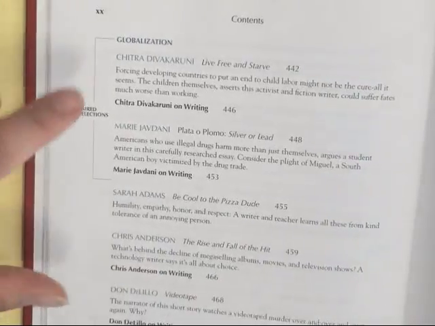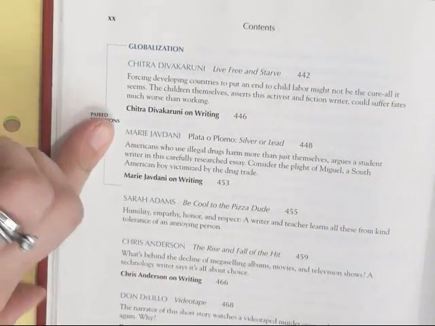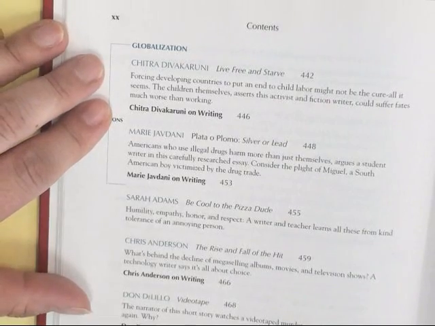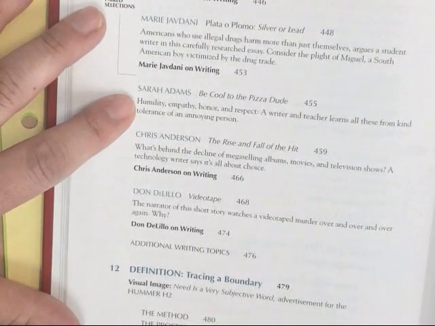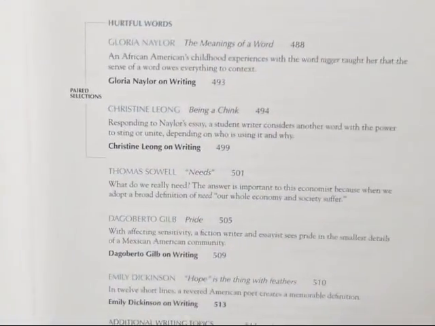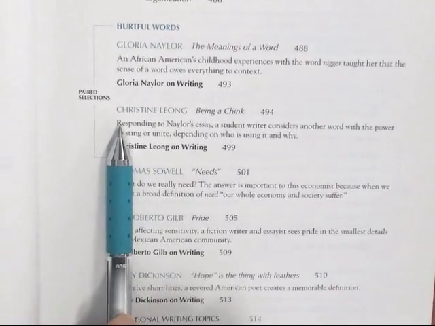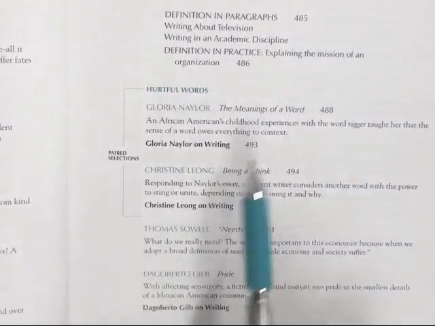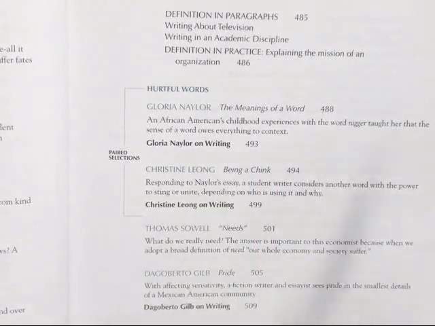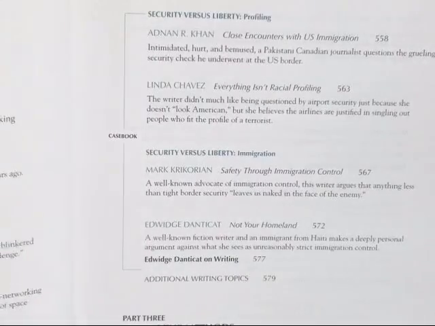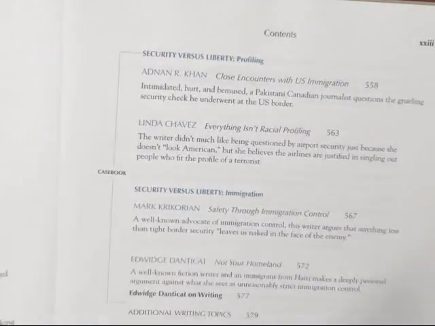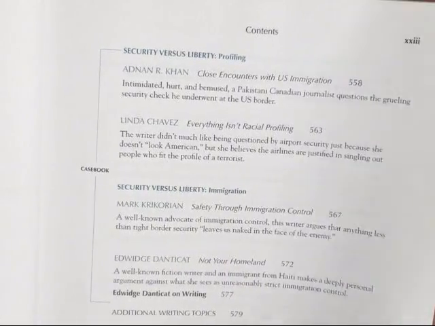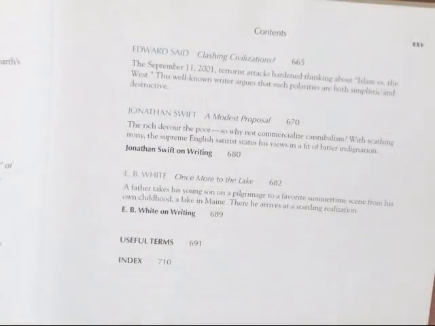All right, if you're interested in globalization, you might want to read Live Free and Starve, or Silver or Lead. If you're interested in how to treat people, Be Cool to the Pizza Dude. All right. If you are interested in language and how racial slurs affect people, The Meanings of a Word and the Christine Leong piece would be good. But I want you to jot down a couple of these. We're not even close to being finished. There's others. We have same-sex marriage as a topic here. We have racial profiling and immigration here. So there's a whole lot of different topics that you guys can look at.